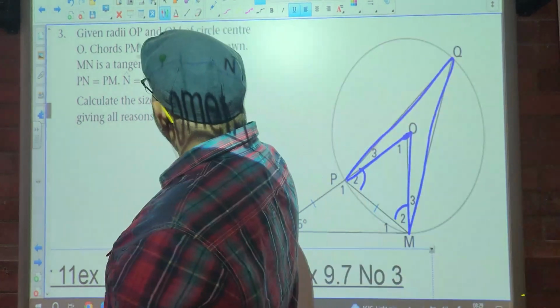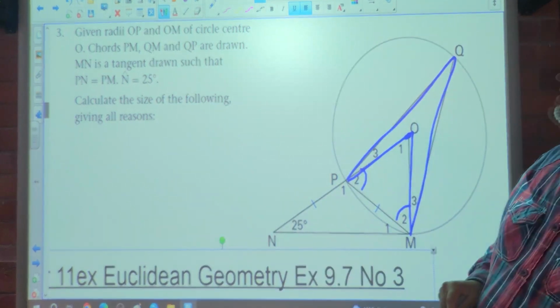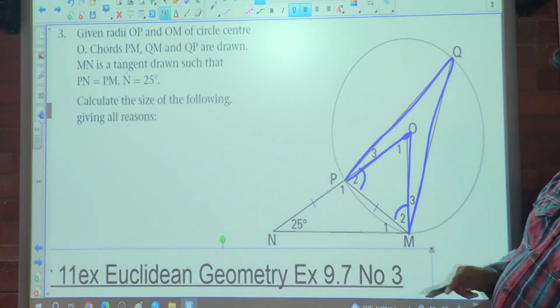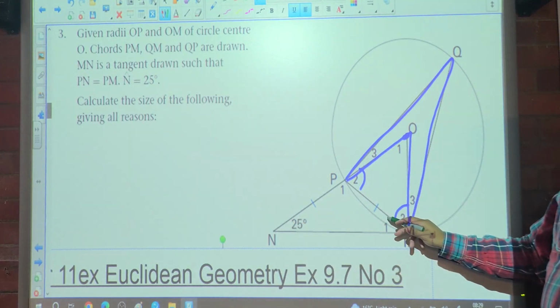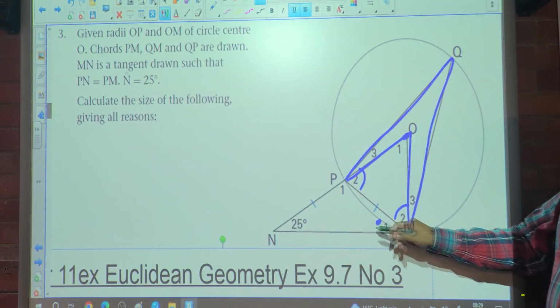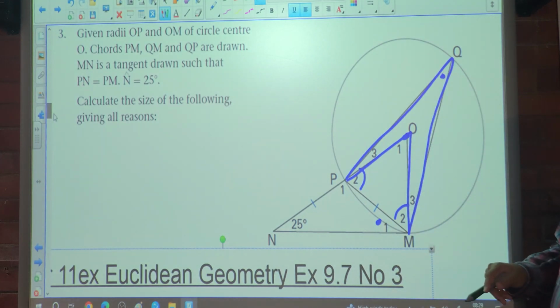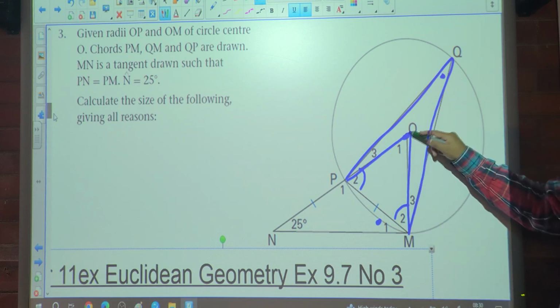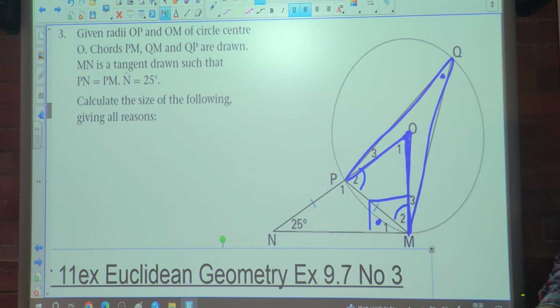Then we are told that both MP and QM and QP are drawn. MN is a tangent. People, if this is a tangent, what do we know? We know that M1 is equal to angle Q. Why? Tan chord theorem. Okay, remember this is a tangent. Also, this is your radii here. So this angle is going to be 90 degrees. Why? Radius perpendicular to tangent.